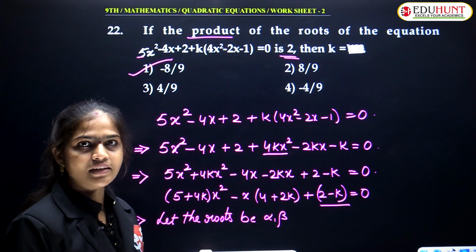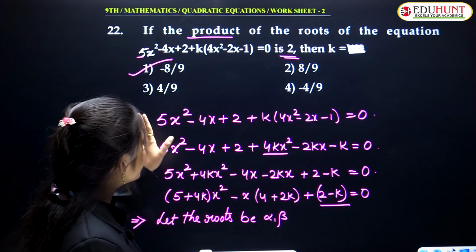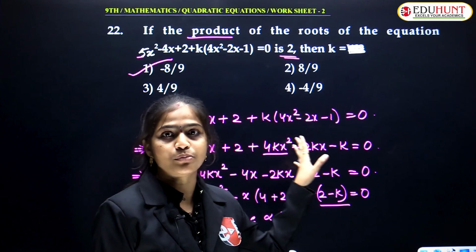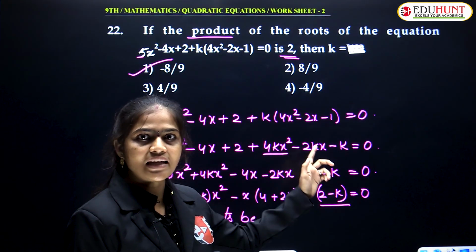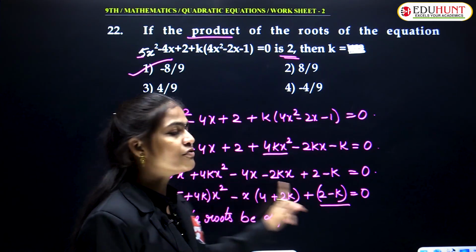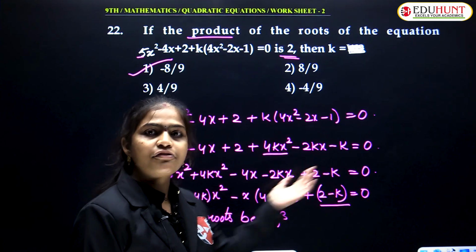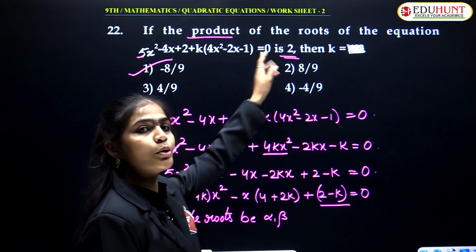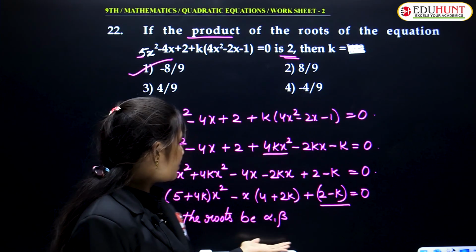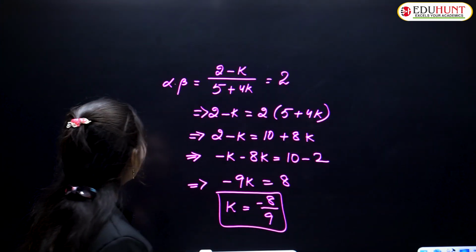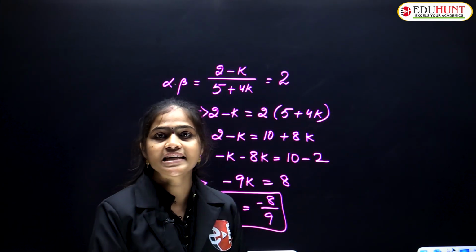Am I clear to you, children? So here what they given? Quadratic equation given, but the simplified form is not given. So we need to simplify it to make it in the general form, ax square plus bx plus c is equal to 0. After that, what condition they given here? The product of the roots is equal to 2. So applying that condition, finally we got that k is equal to minus 8 by 9.